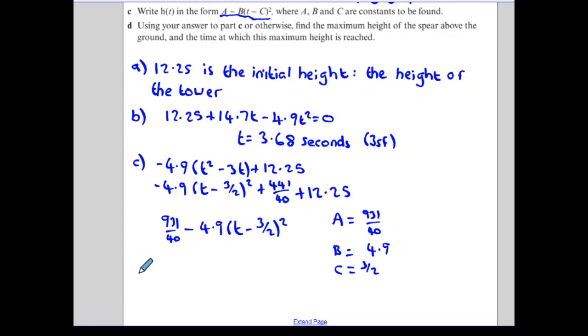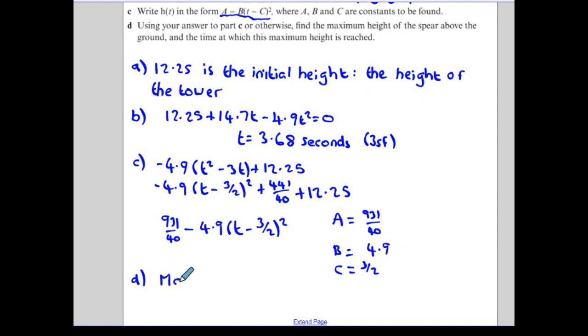Finally, part D. Using this answer from part C, or another method if you prefer, we can find the maximum height of the sphere above the ground, and the time that this happens. Now, if you remember from sketching, to find our maximum values, we complete the square, which is the process we've just gone through. So we can get from this, our maximum height occurs when the bracket is 0, this becomes 0, this becomes 0, we're left with this.